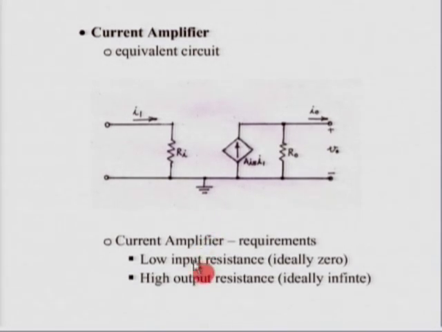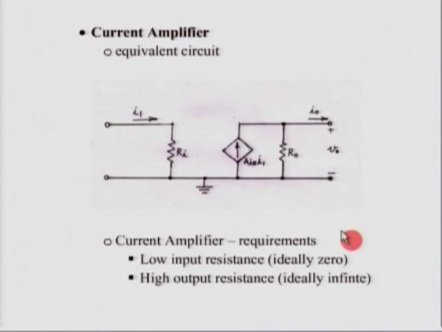Now, coming to the ideal characteristics of a current amplifier, since we would like the entire input current to flow through Ri, ideally the input resistance should be low, ideally it should be 0. Coming to the output side, since we would like the entire current to flow through the load, the output resistance R naught ideally should be infinite.